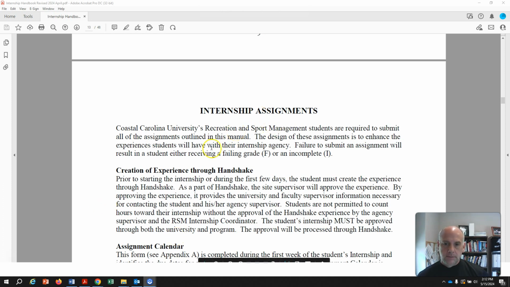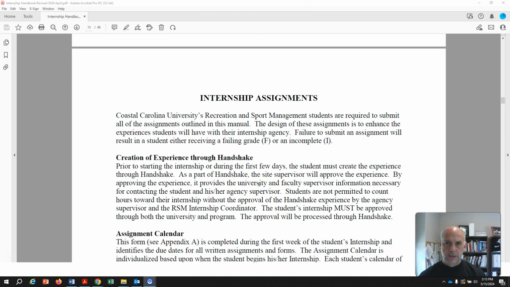So the next part of this Internship Manual really gets into the assignments, and this is the meat and potatoes of what you're going to be doing throughout your 12 weeks, 480 hours with your site. As we discussed in the last video, you're going to have to create the handshake. There will be a handshake video that I'll have you watch in Edpuzzle so that you make sure you know how to do handshake.